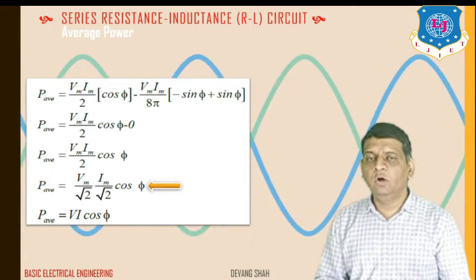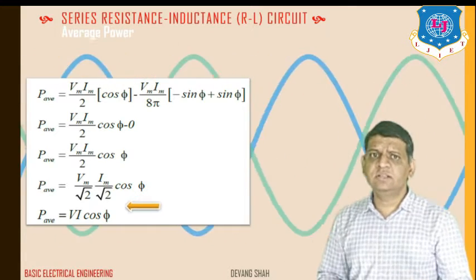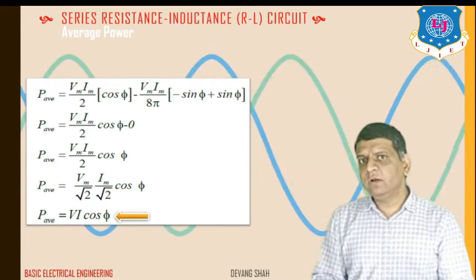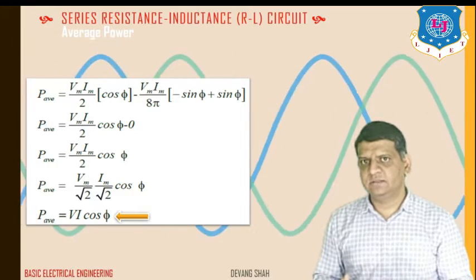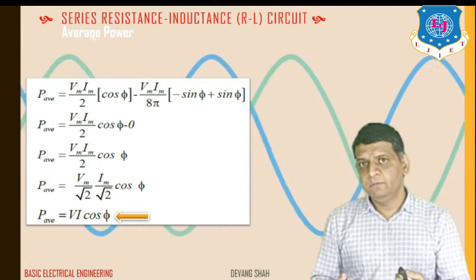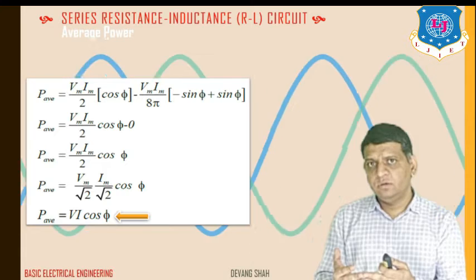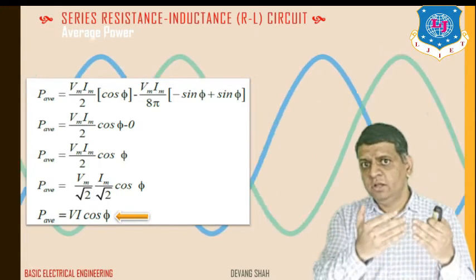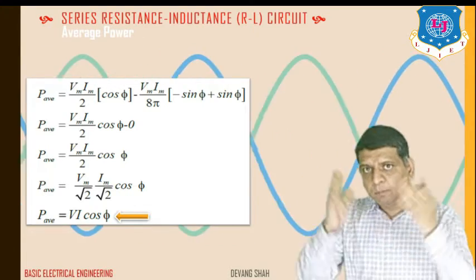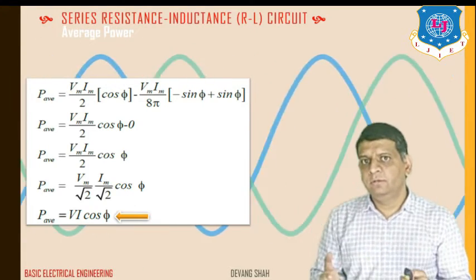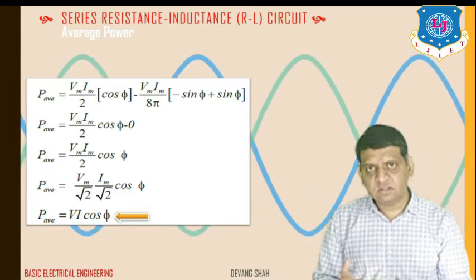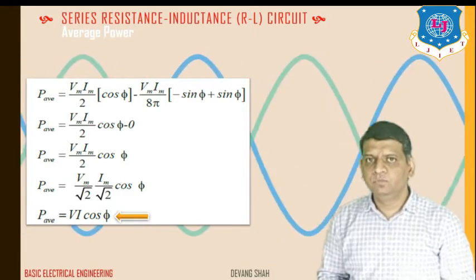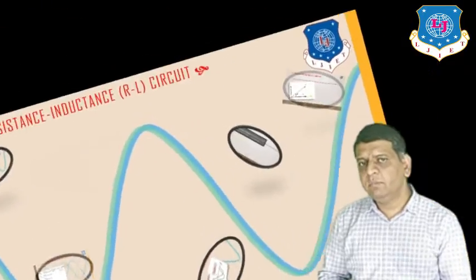Vrms Irms cos φ. Now, since this is a combination of two components, R and L, the power calculation must be more complex. There is a power calculation from the resistance side, a power calculation from the inductor side, and the complete circuit power. So here, the power consumption by the resistance, the power consumption by the inductor, and the overall circuit power are what we need to calculate.